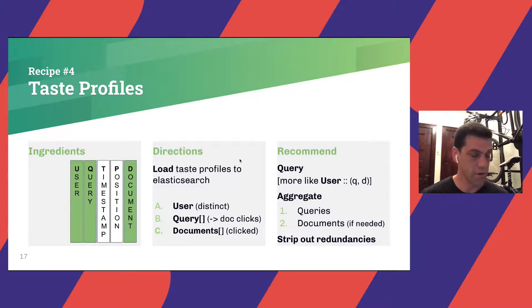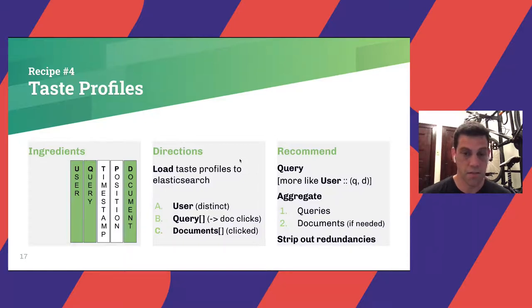So what we're going to do this time, we need the user ID because we're looking for user and the query and the document. This time we're going to group it by user. So distinct user and then a list of queries that they've run and a list of documents that they've run. A super simple taste profile. If you have metadata or other things like that on your documents, that's often really useful too because it gives you more coarse-grained interests. In this case, just queries and documents.